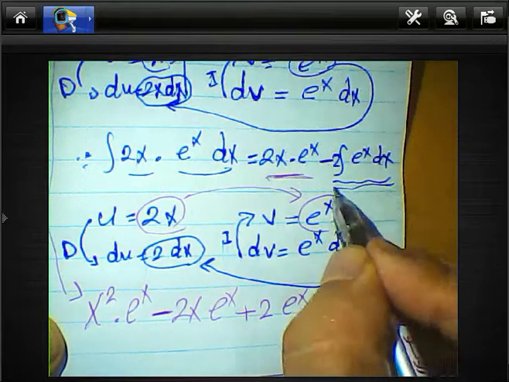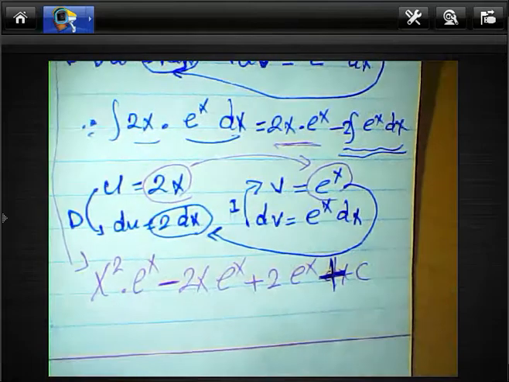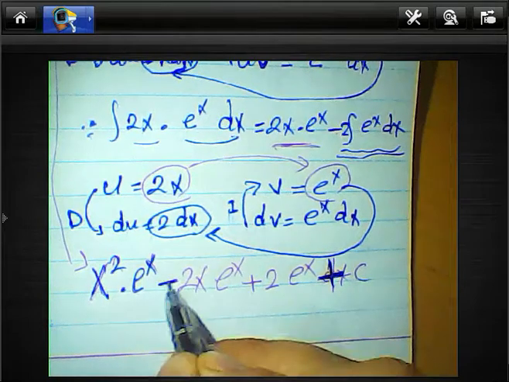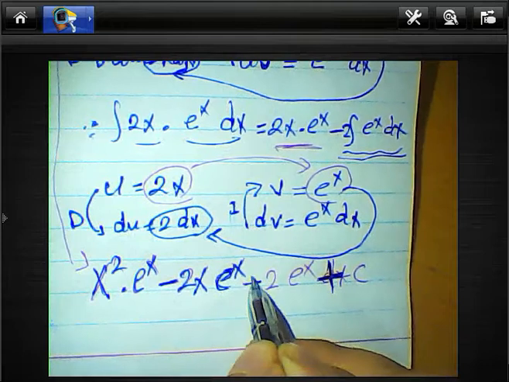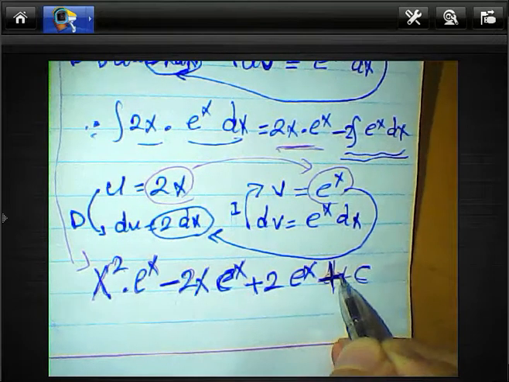We can find the integration of this term. So the result will be x power 2 e power x subtract 2x e power x plus 2 e power x plus constant.